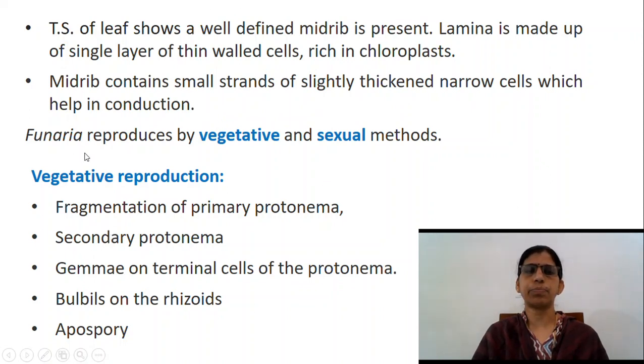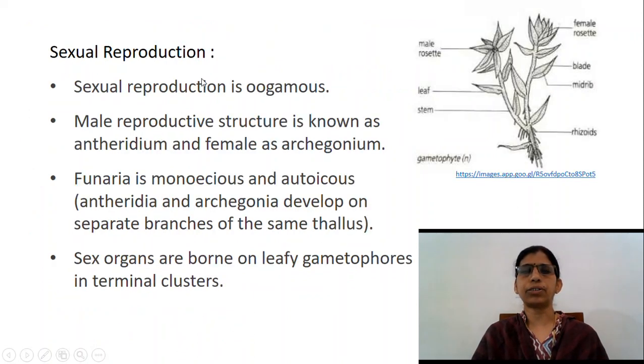Funaria reproduces by vegetative and sexual methods. Vegetative reproduction takes place by the following methods, that is, the fragmentation of primary protonema, formation of secondary protonema, formation of gemmae on the terminal cells of the protonema, development of bulbils on the rhizoids, or by apospory. Now if we look into the sexual reproduction in Funaria, sexual reproduction is oogamous.